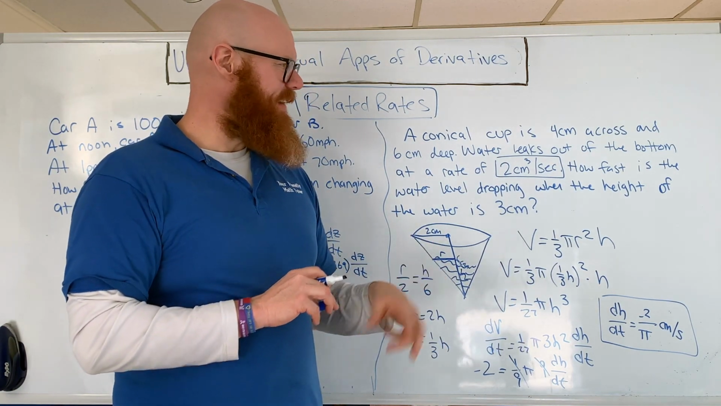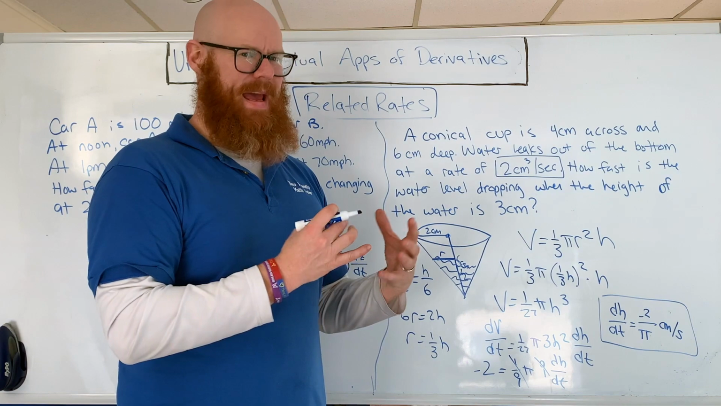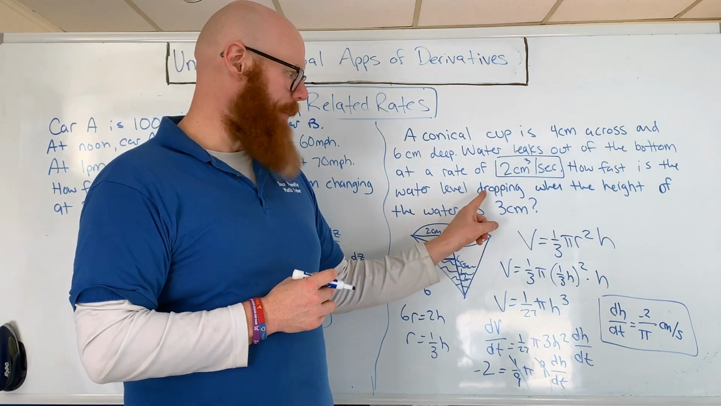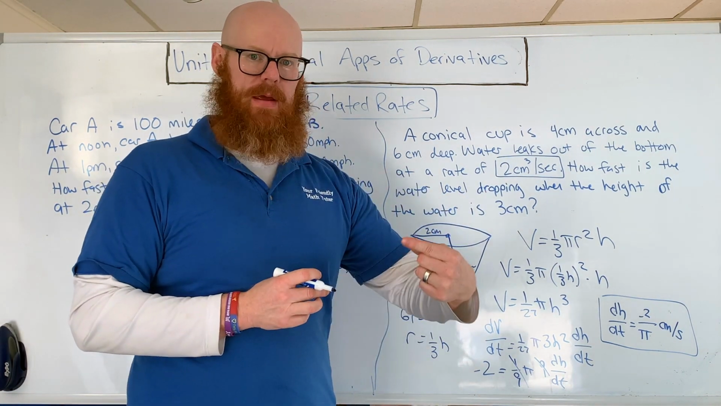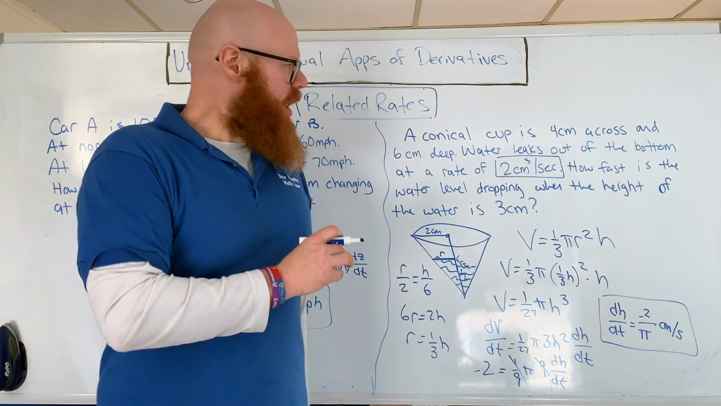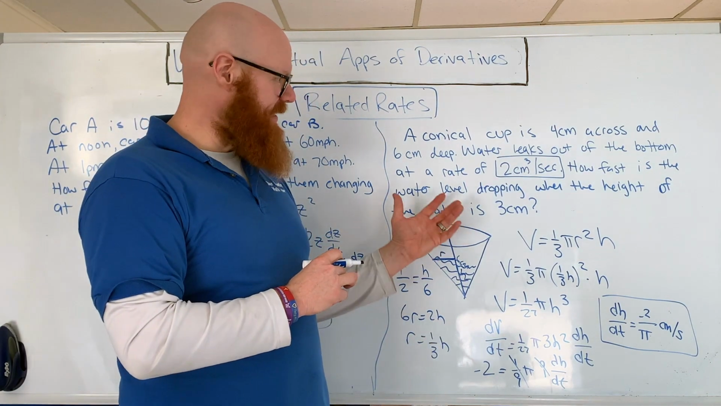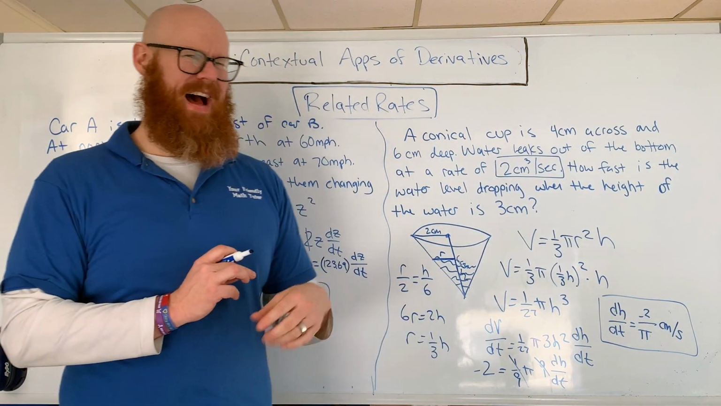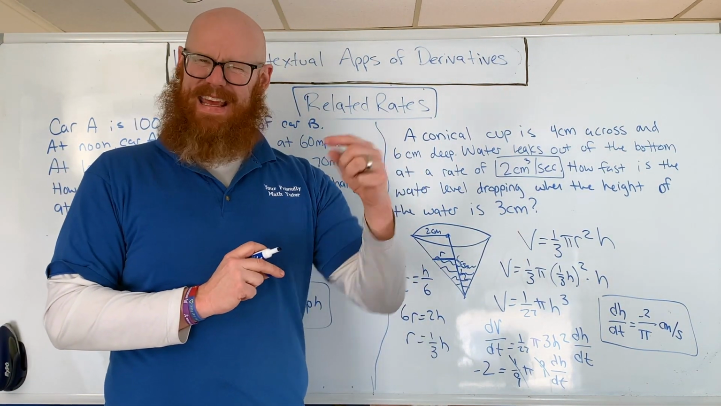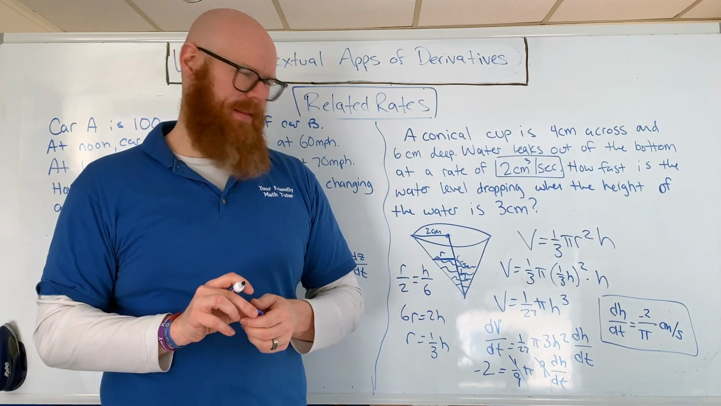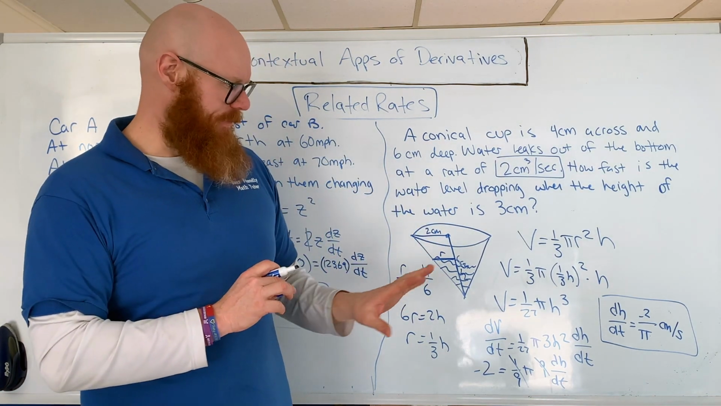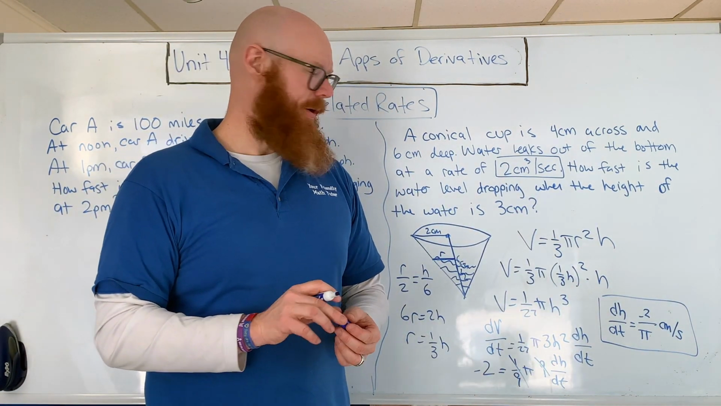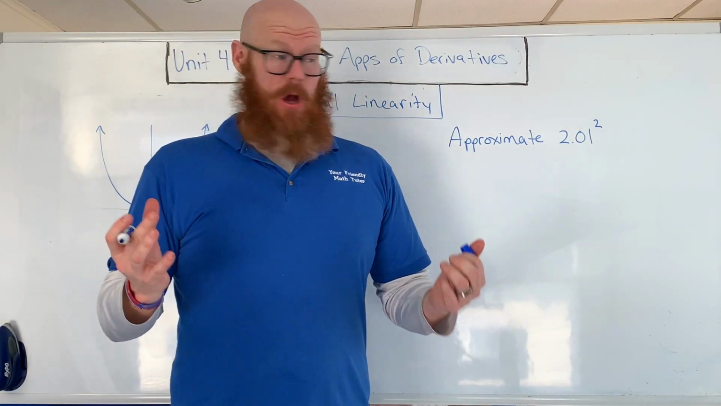But technically, semantically, to answer the question, it says how fast is the water level dropping? The answer to that question would be it's dropping 2 over pi. So if this were a multiple choice question and it said, how fast is the water level dropping? The answer would be 2 over pi, not negative, because the dropping is the negative. It gets a little tricky with problems like that, all right? I'm going to just focus on the fact that mathematically we get a negative, and that negative means that it is dropping, all right? Okay. All right, let's keep going.